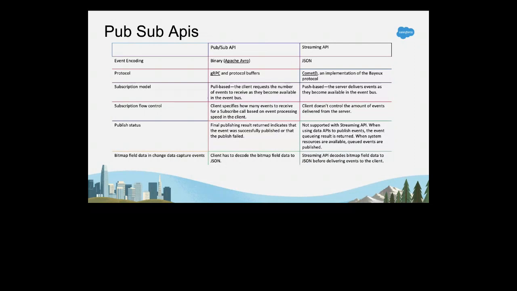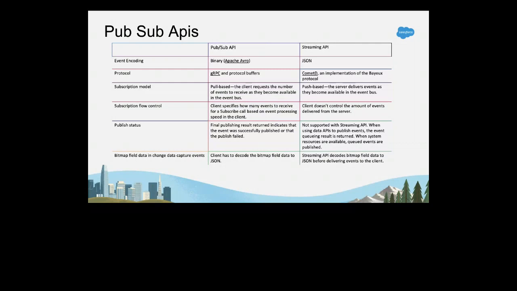Then we have the publish status. The final publish result indicates whether the event was successfully published or whether the publish failed. So we have a way to get the results, but with the streaming API, that was not supported, because when publishing events, the event queuing result is written, and when resources are available, queued events are published. So we didn't have any access to publish status before.